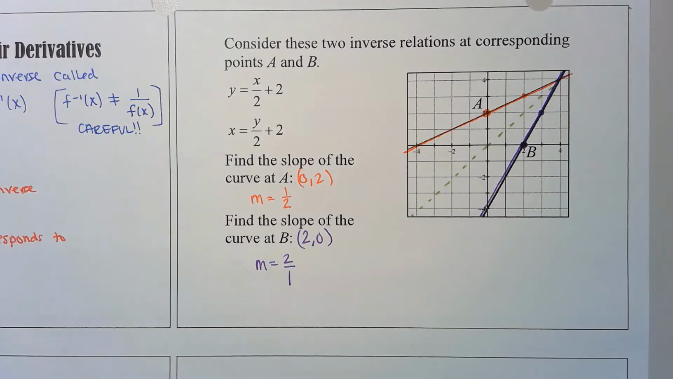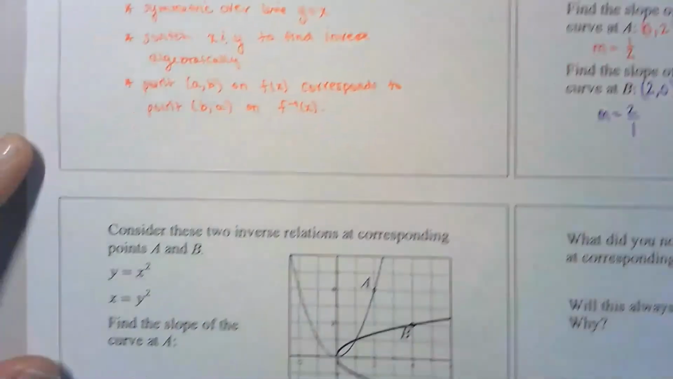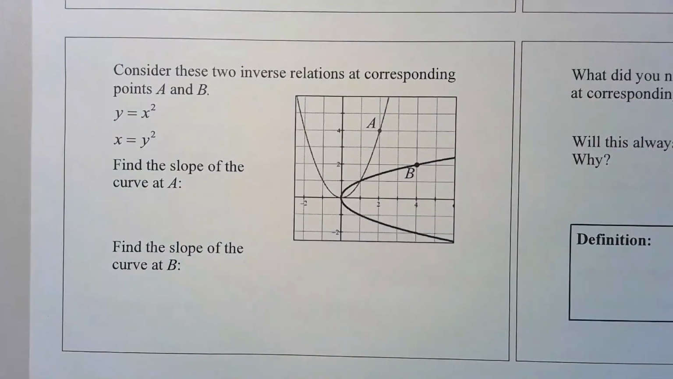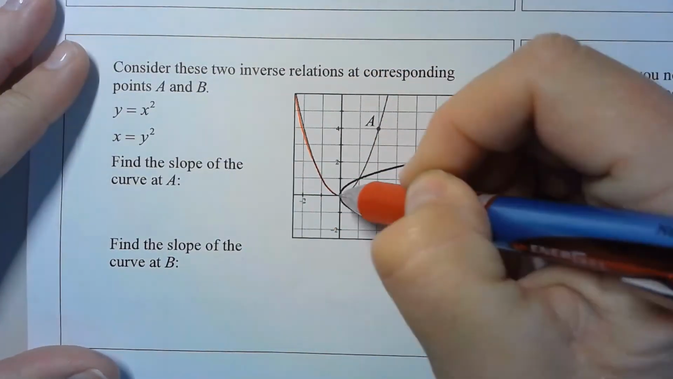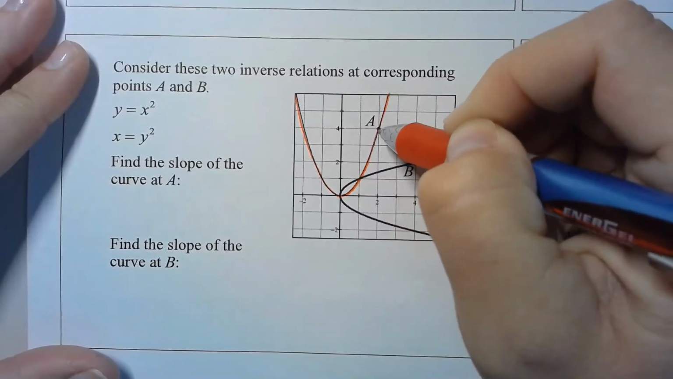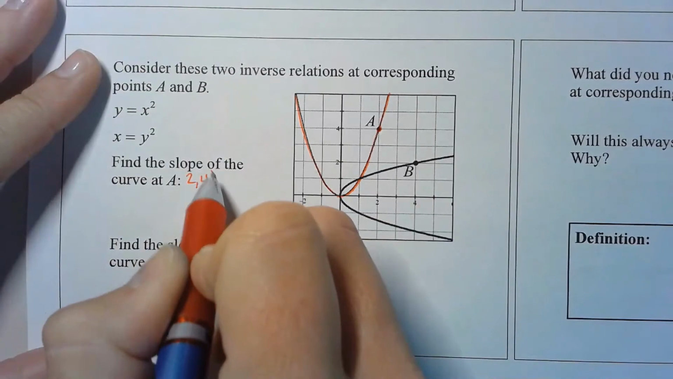Great, so we did exactly what they said. They said find the slope at A, find the slope at B. All right, let's move on. Let's come back to that in a minute. We're going to do the same thing with two different graphs. So again, I'm going to make this first graph. This is y equals x squared, our lovely parent graph of a parabola. And here's point A, that's the point 2, 4.